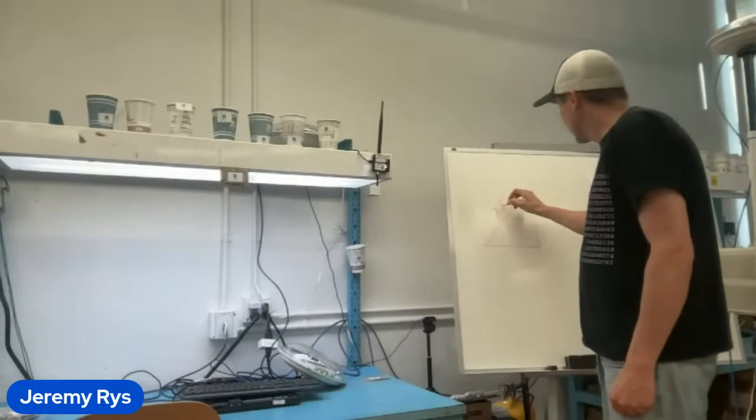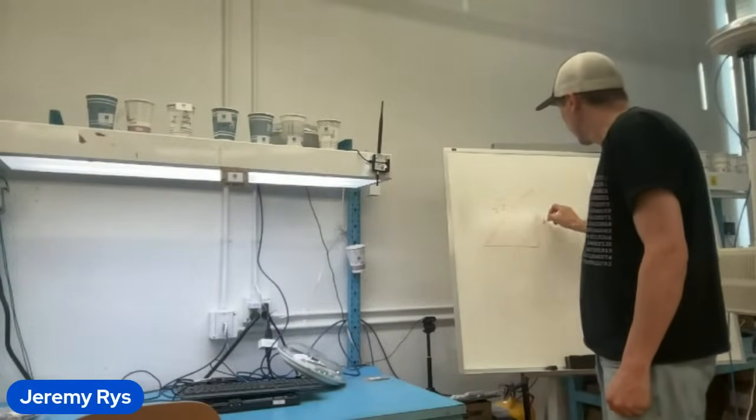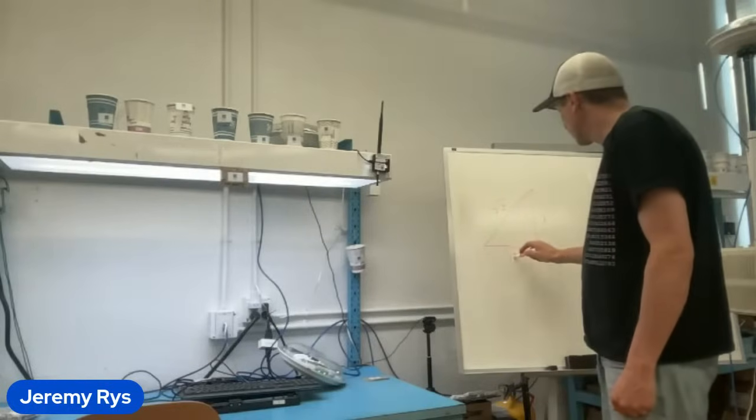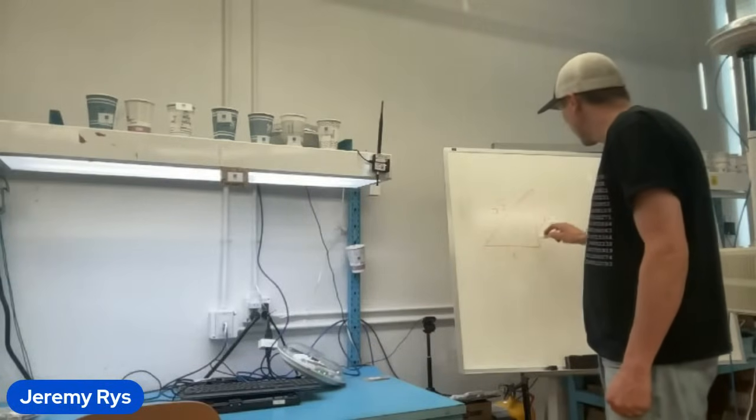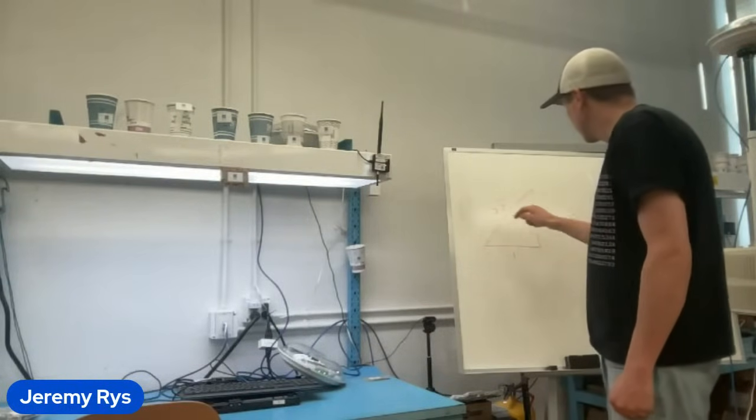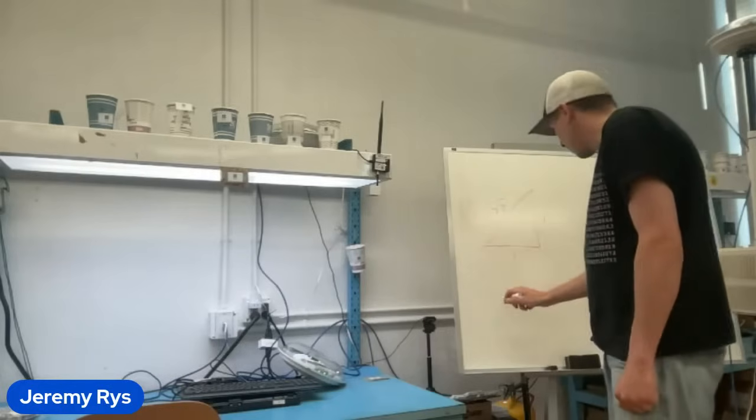So this is the square root of 2. This would be 1, and this would be 1. So 1 squared, 1 plus 1 squared, 1, 2, and this is the square root of that, right?